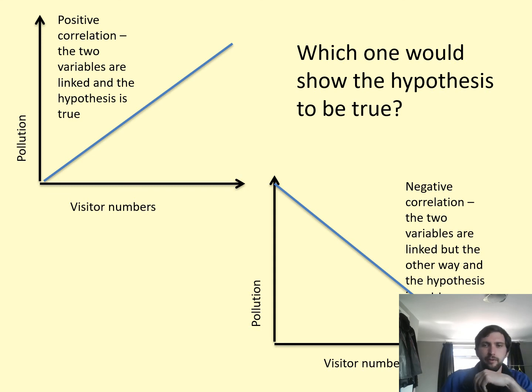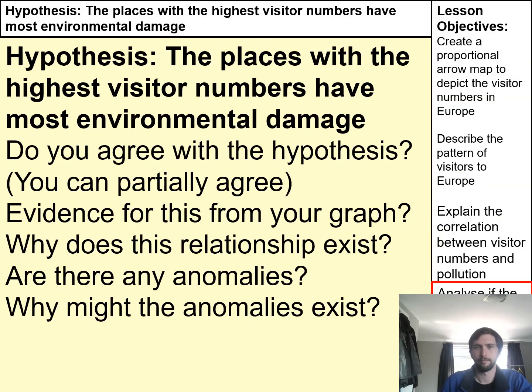So hopefully you'll have picked the top one. So this is what's known as a positive correlation, where the two variables, the variables being visitor numbers and pollution, are linked, and as one increases, the other increases also. Down at the bottom we have what's known as a negative correlation. So they're both linked again, however as one increases, the other decreases. That's known as a negative correlation. So we were looking at the positive correlation would mean our hypothesis is true. So we stated that as tourist numbers increase, there is more pollution.